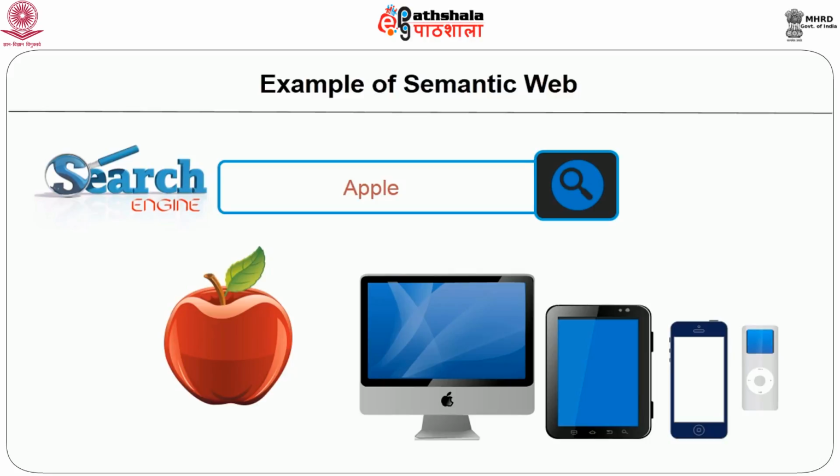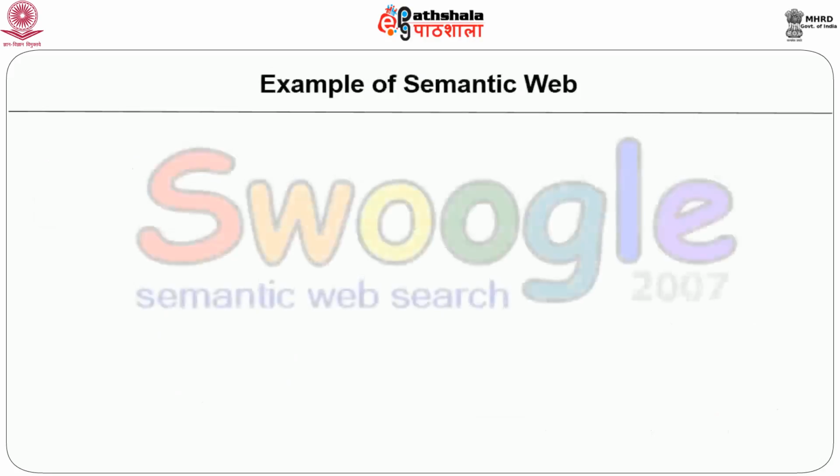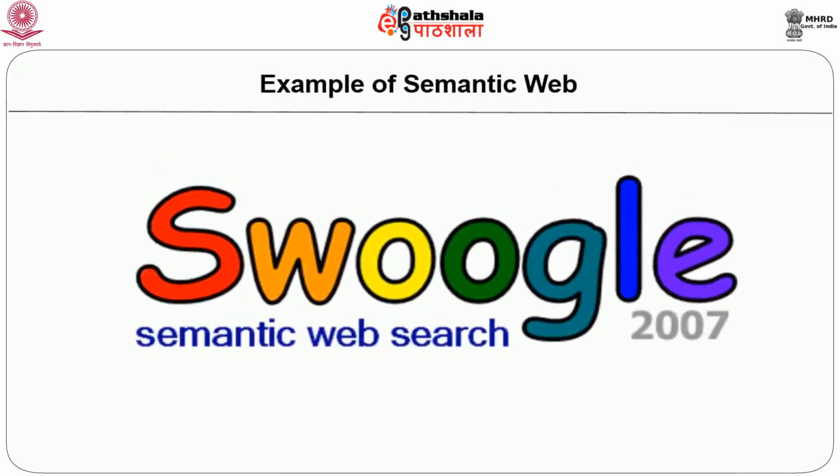Google, we have all heard about it. Google is a search engine which can search the normal, syntactic, common web. And I give an example of a semantic search: Swoogle. Swoogle is a semantic web search engine. When you go to Swoogle, it will give you all the ontologies. The word ontology I will define later, which is one of the components that make the semantic web.